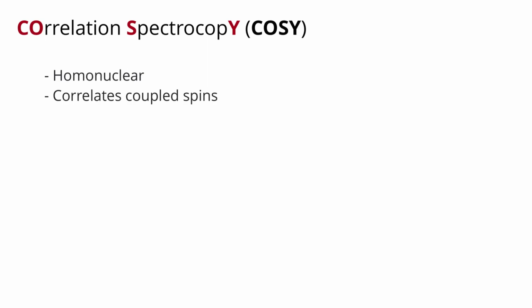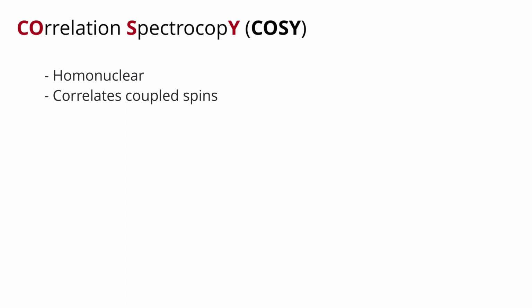One of the most popular two-dimensional NMR experiments is the homonuclear correlation spectroscopy, or so-called COSY sequence. The method is used to identify spins which are coupled to each other. In other words, COSY tells you what proton is coupled to what proton.